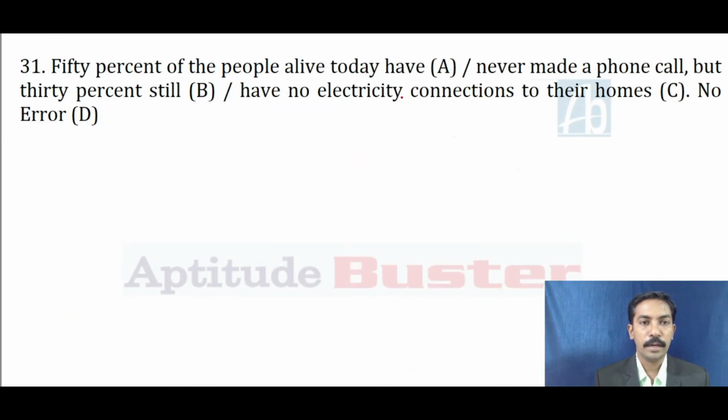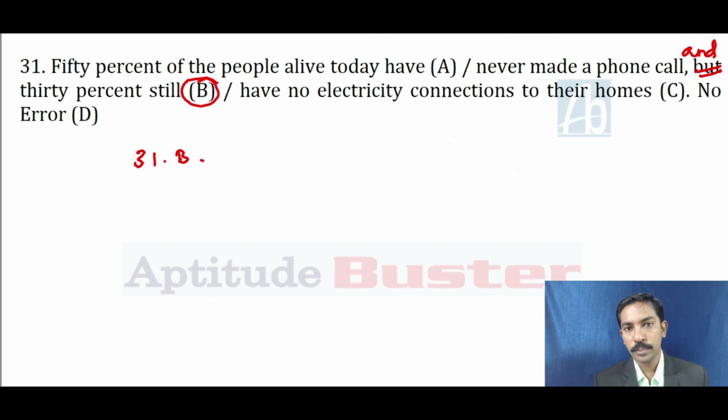50% of the people alive today have never made a phone call, but 30% still have no electricity connections to their homes. The error lies in segment B. I've given you the clue. In fact, I've given you the answer itself. I said for question number 31, the error lies in segment B. Can you recognize the segment that has to be changed? Well, I'll help you out. It should not be but, it should be and. Question number 31, the answer is B.